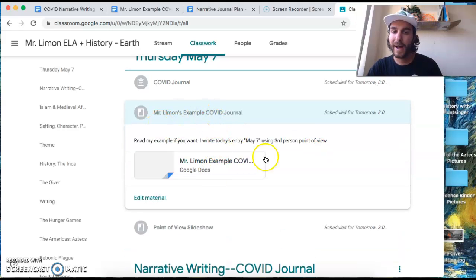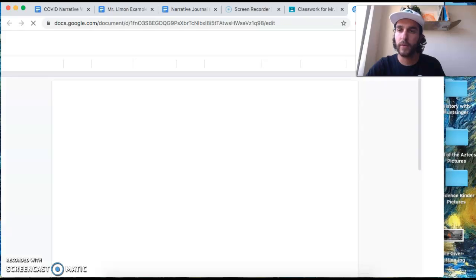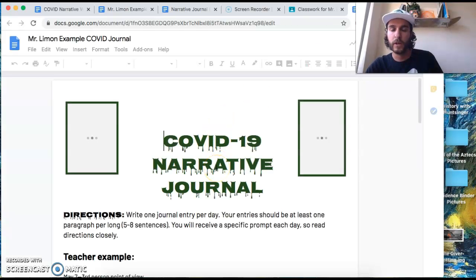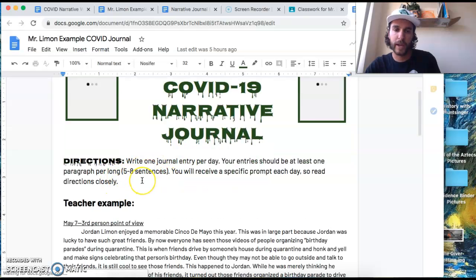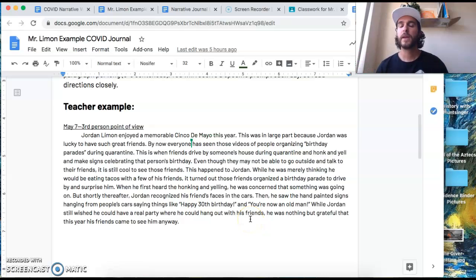Next, I have my own example. Now, if you click this, you don't have to turn anything in, you don't have to write anything, but this is just where you can go to look at what I am expecting from you. So it has your journal, it has your directions, and I wrote a teacher example for you, which you will be able to read. Mine is longer than 5 to 8 sentences, but it's just there because I want to show you what it looks like to use third person. Notice the first line, Jordan Lamone enjoyed a memorable Cinco de Mayo this year. That is because in third person, you need to refer to yourself by your name. Okay? So I look forward to seeing that from you all.